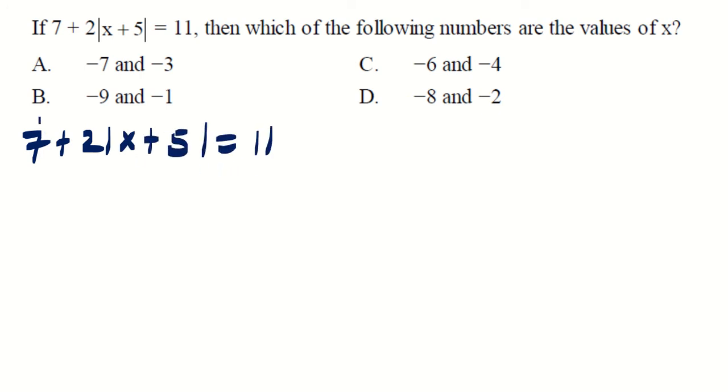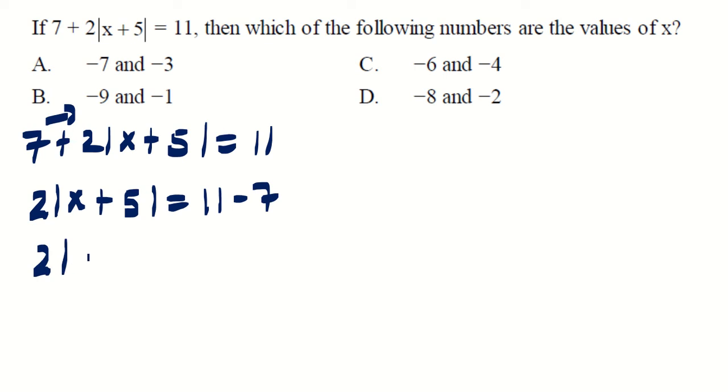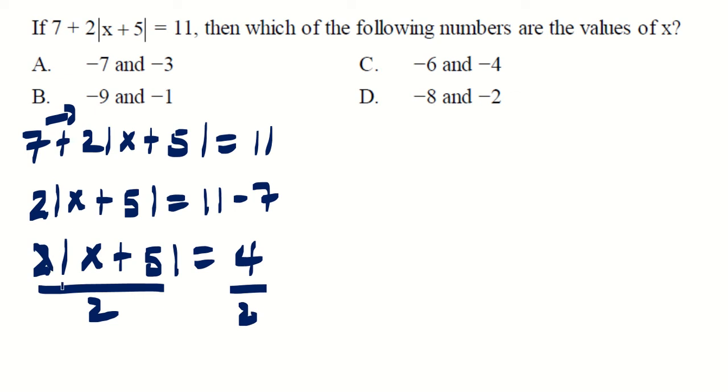So what to do first? Shift the constant. 2 in absolute value x plus 5 is equal to 11 minus 7. The 7 goes to the right side. Then 2 in absolute value x plus 5 is equal to 4. Then divide both sides by 2. Our objective is to make the absolute value alone.